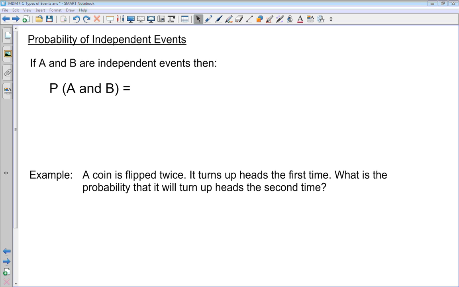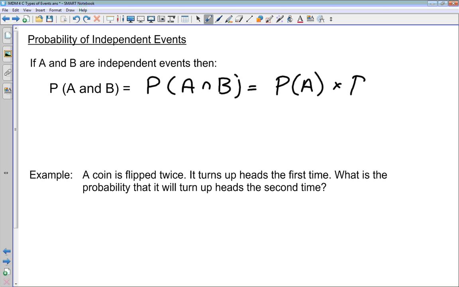So now that we know how to recognize dependent and independent events, let's look specifically at how we calculate the probability of independent events. If A and B are independent events, then we are interested in calculating the probability that both A and B will occur, which we also write as the probability of A intersection B. The probability of these two events is just the probability of A times the probability of B.